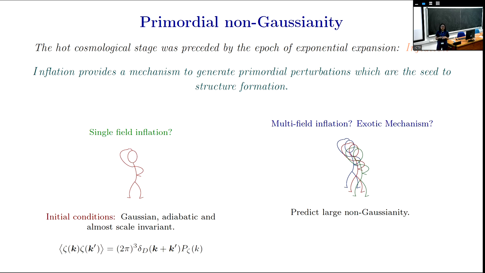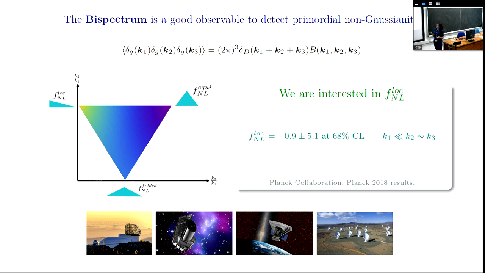But there are also other models that predict that the primordial perturbations are non-Gaussian, that are still in agreement with observations. So we still don't know which is the right model of inflation. What we want to do is to use the statistics of the large scale structure to constrain primordial non-Gaussianity. For that, we use the galaxy bispectrum, which is a good observable to detect primordial non-Gaussianity.